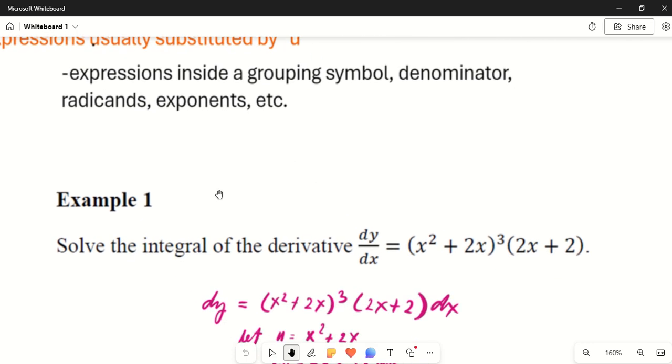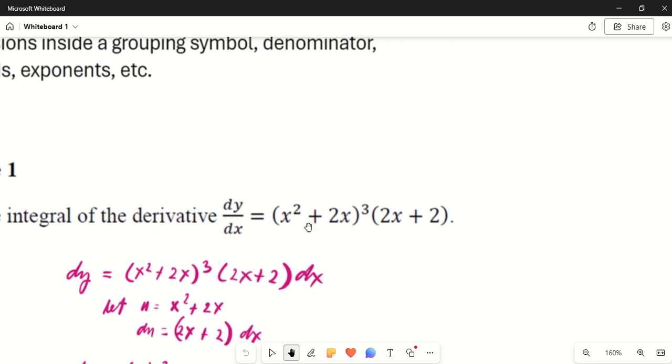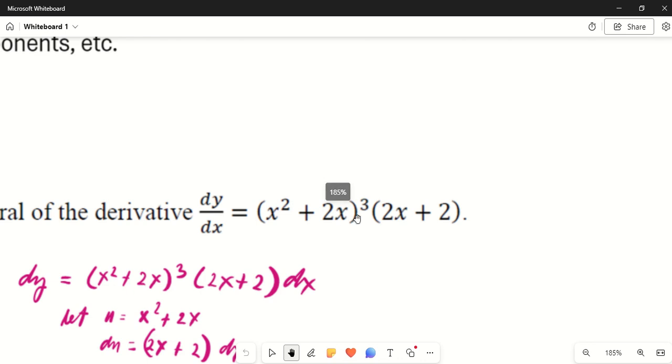Here, take, for example, this problem. We have here example number 1. You're asked to solve the integral of the derivative dy over dx is equal to the quantity of x squared plus 2x raised to the third power times the quantity of 2x plus 2.